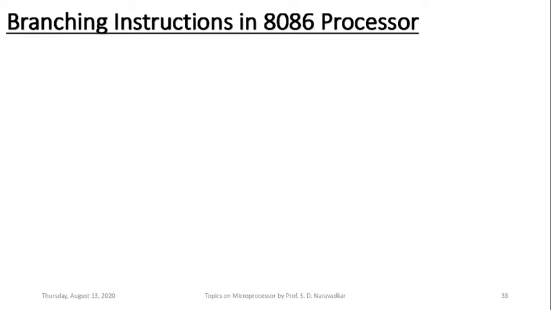Hello, in this video lecture I will explain the branching instructions in 8086 processor. Now basically the normal instructions, the non-branching instructions, will get executed in a sequential order, whereas branching instructions are used to change the order of execution depending on either certain condition or sometimes even unconditionally.